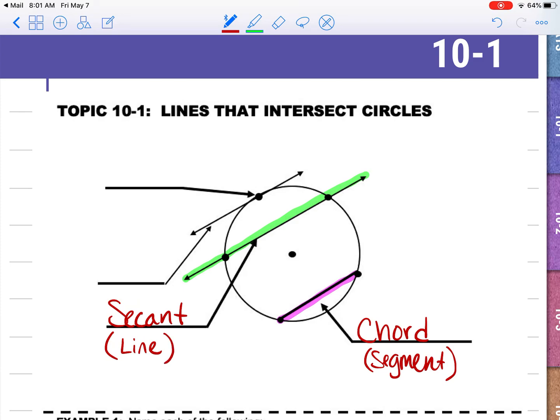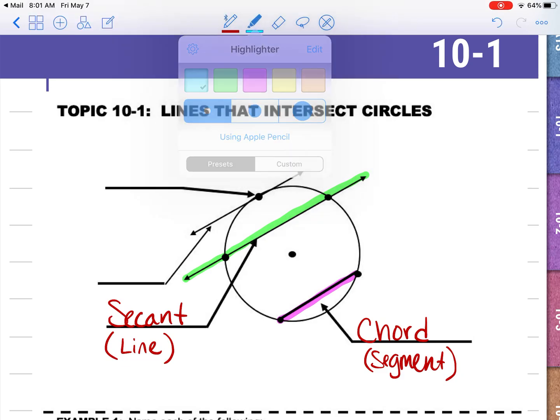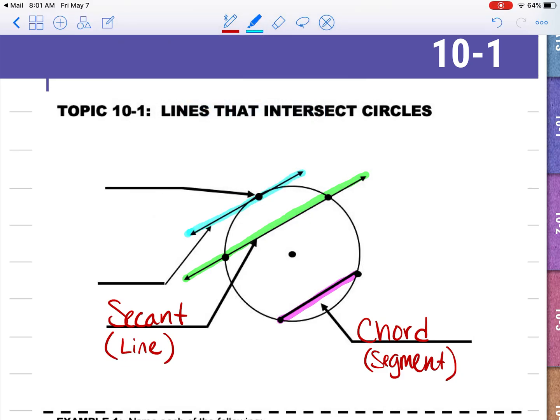It's a segment. The next one that we're going to talk about here in blue is called our tangent line. The difference with this one is that you can see it only hits a circle at 1 point instead of 2. The point where the tangent line hits the circle is called your point of tangency. Okay, so chord hits at 2 points, but it stops, it's a segment. Secant hits at 2 points, but it keeps going, it's a line. And tangent hits the circle at 1 point, at the point of tangency.